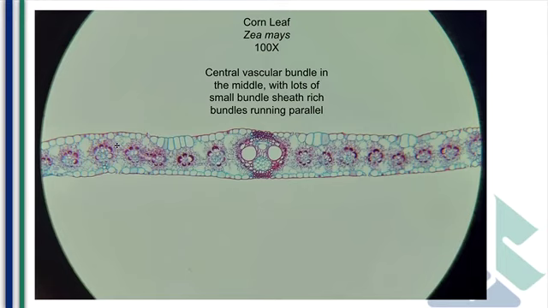You can see the thick epidermis with occasional huge cells, these bulliform cells, being the reason why corn leaves can bend. So they can expand and contract to help promote the bending of the leaf.